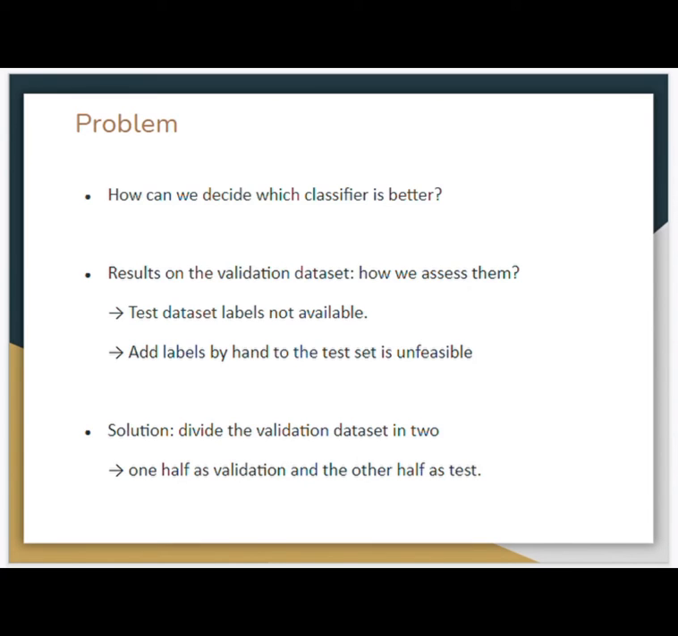But we have one problem. The problem is we use the validation dataset to choose the best combination for each expression. And the test dataset is not labeled, so we can't use it. Finally, we decided to divide the validation dataset and use half of the validation to choose the best model for each expression and the other half as testing.